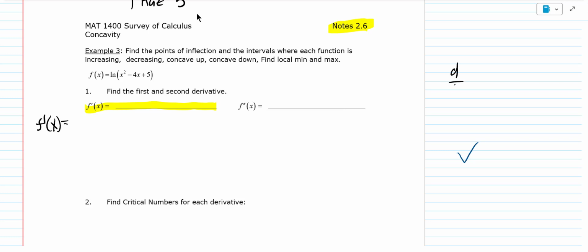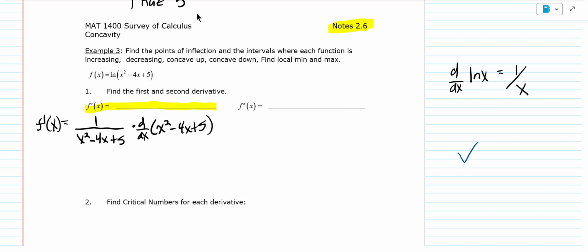If you do a derivative of a log, what's the derivative of ln x? 1 over x. Okay, so if you do derivative of ln of something else, then it's a chain rule, so you have 1 over x squared minus 4x plus 5. Then you have to do the derivative of the inside part. You can just set that up there on that table. Okay, and you can do that in your head if you want to.